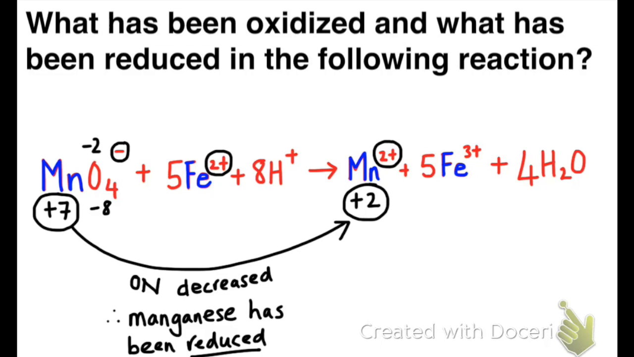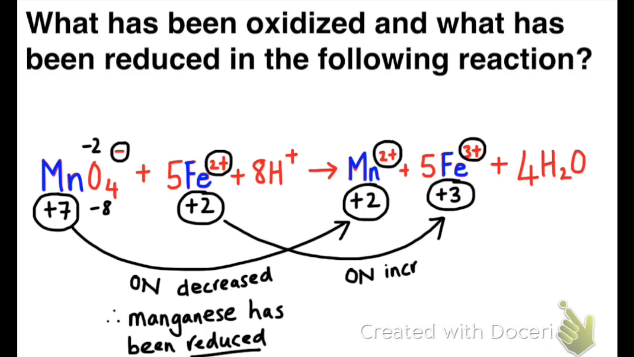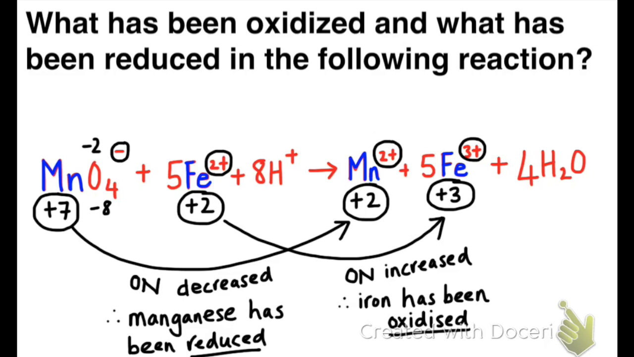Let's look at Fe. On the left, it's got a 2+ charge, which means its oxidation number is +2. On the right, a 3+ charge, and so oxidation number is +3. And so for Fe, the oxidation number has increased, and therefore we can conclude that iron has been oxidized. So can you see the oxidation number gives us a nice way to show that Mn has been reduced and Fe has been oxidized.